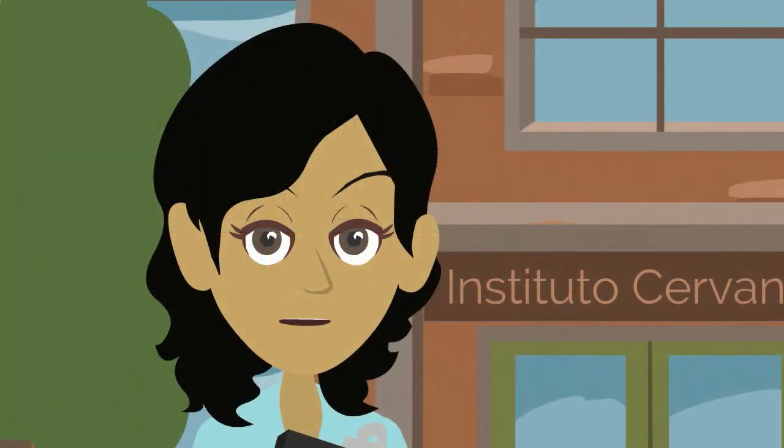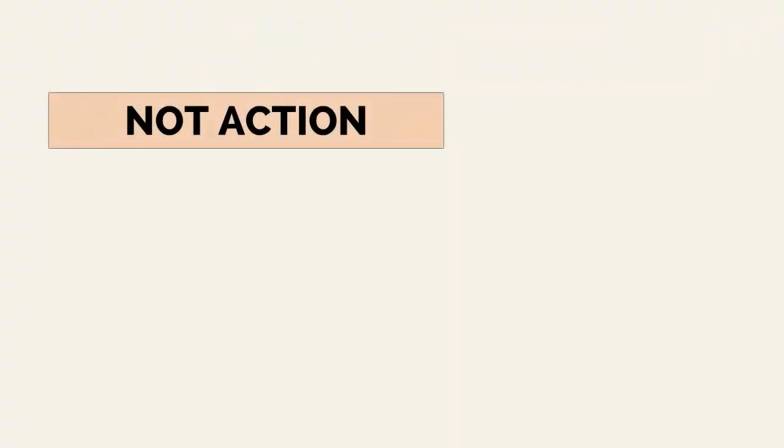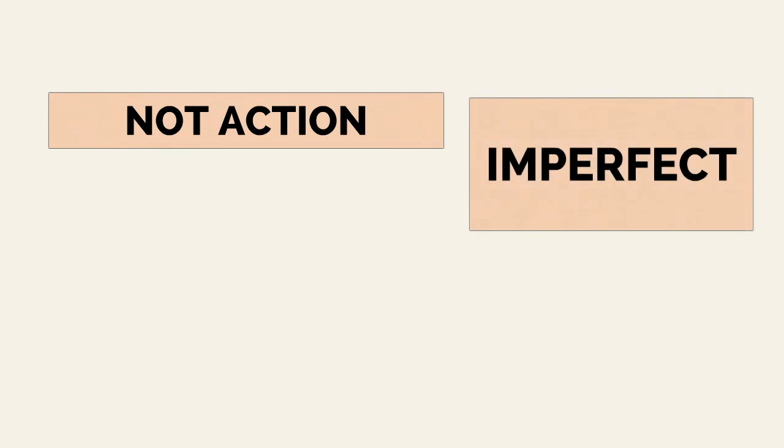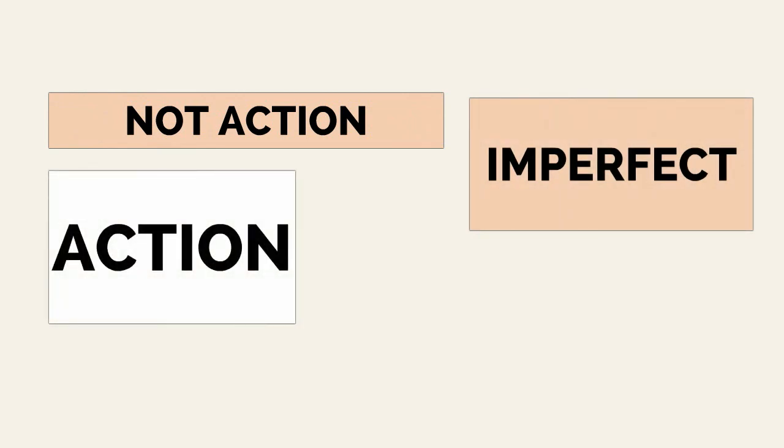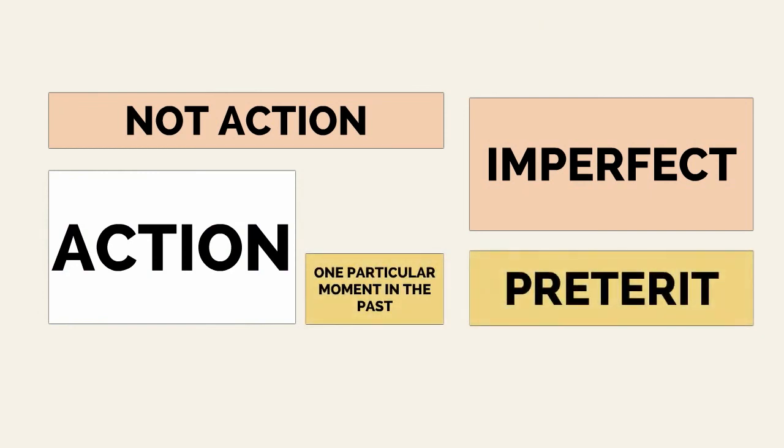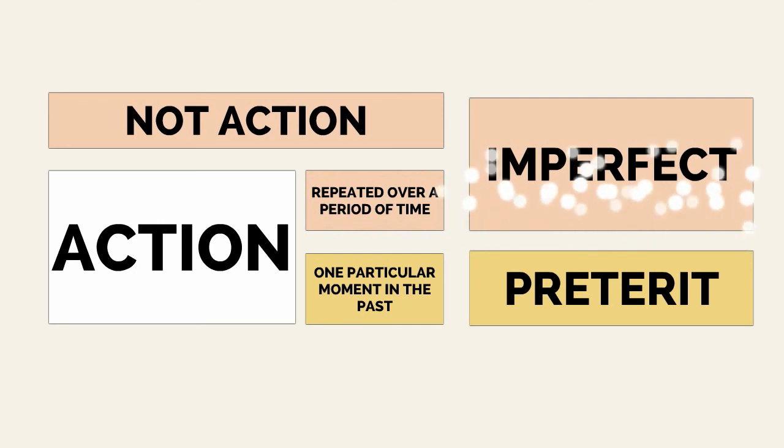So follow these next steps to determine the verb tense. 1. If it's not an action verb, use the imperfect. 2. If it is an action, did it happen at one particular moment in the past? Use the preterite. 3. Was it repeated over a period of time, such as used to do, would always do, or was doing? Use the imperfect.